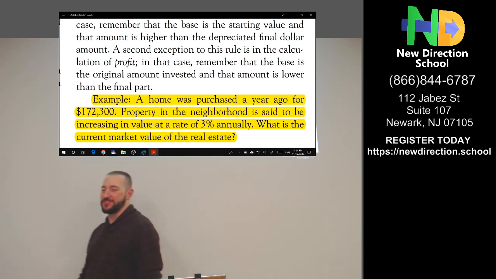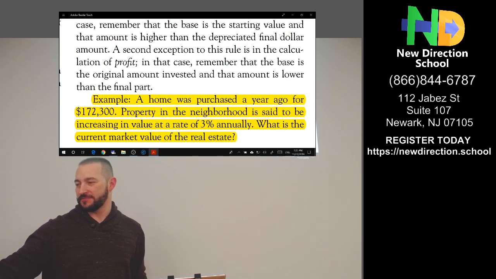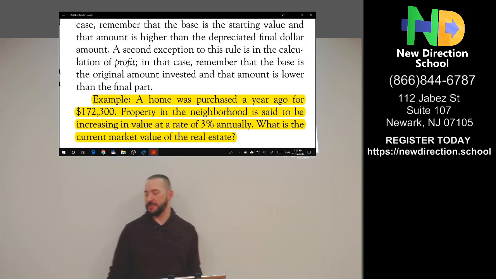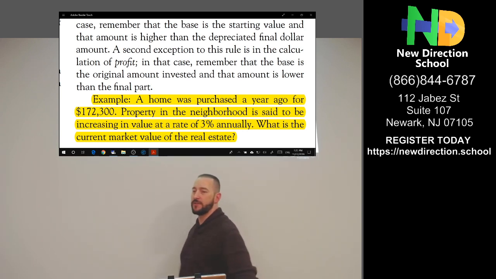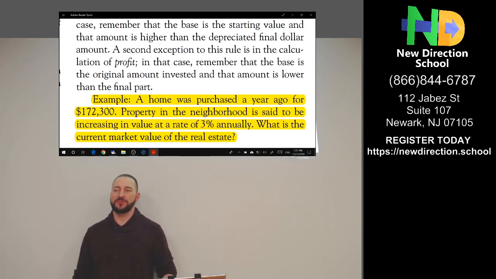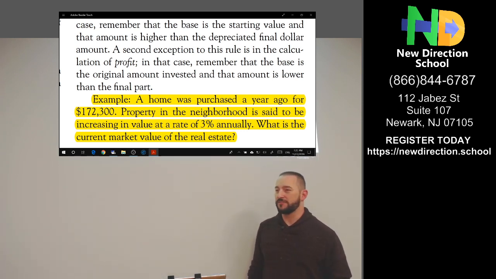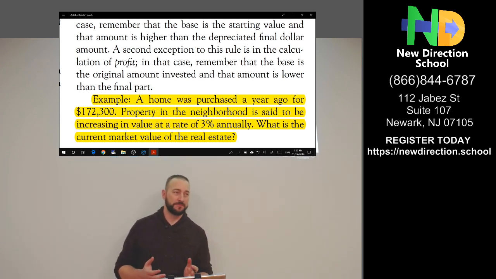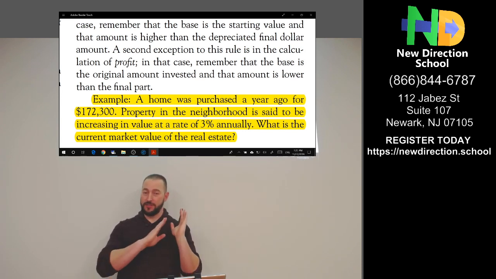So, a home was purchased a year ago for $172,300. That was the value, the purchase price. Property in the neighborhood is said to be increasing in value at a rate of 3% annually. Make sure you're paying attention to me and not to the book or your calculators. I'm trying to show you what the question is, not just the numbers. Because if you go by the numbers that are here, you're going to be wrong. Actually, there's an extra step.